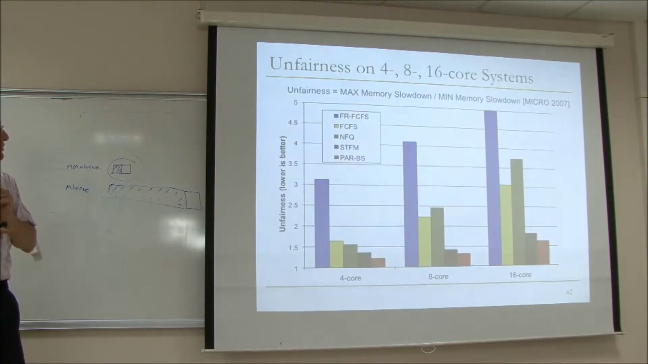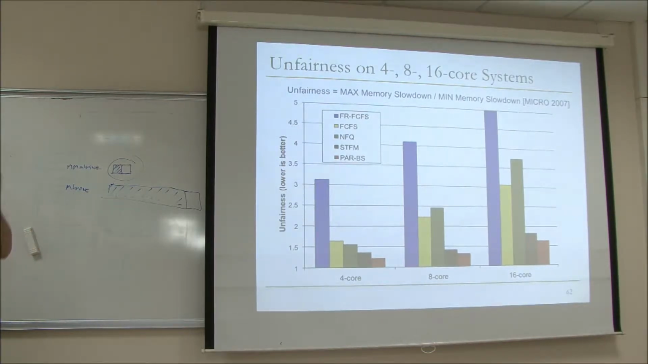So let's take a look at some performance results. Actually, this is the unfairness results. This is for 4-core systems, 8-core systems, and 16-core systems. And I'm going to look at 5 different schedulers. The first one is first ready, first come, first serve. That's the row hit first scheduler. The second one is first come, first serve. That's basically no scheduling, right?